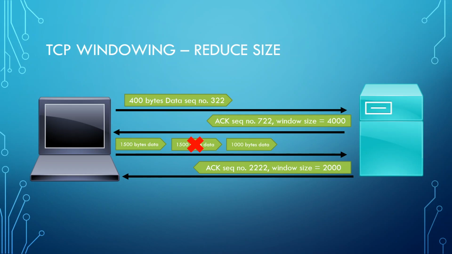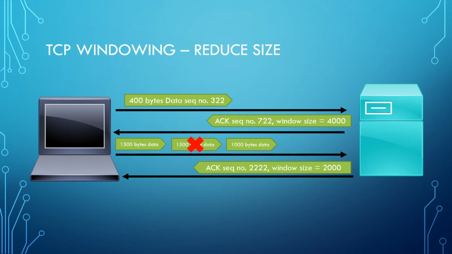The next packet you should send should have a secret number of 722. I'm going to increase the window size to 4,000. Now, the client's going to send 3 packets, like in the previous example, to the server. But now one of those packets drops.